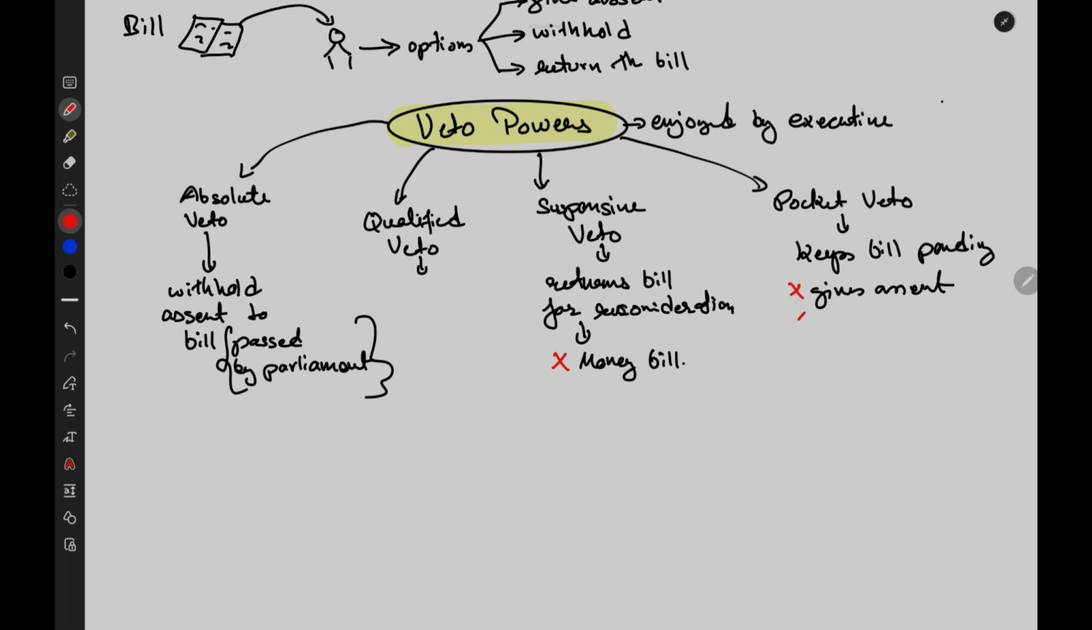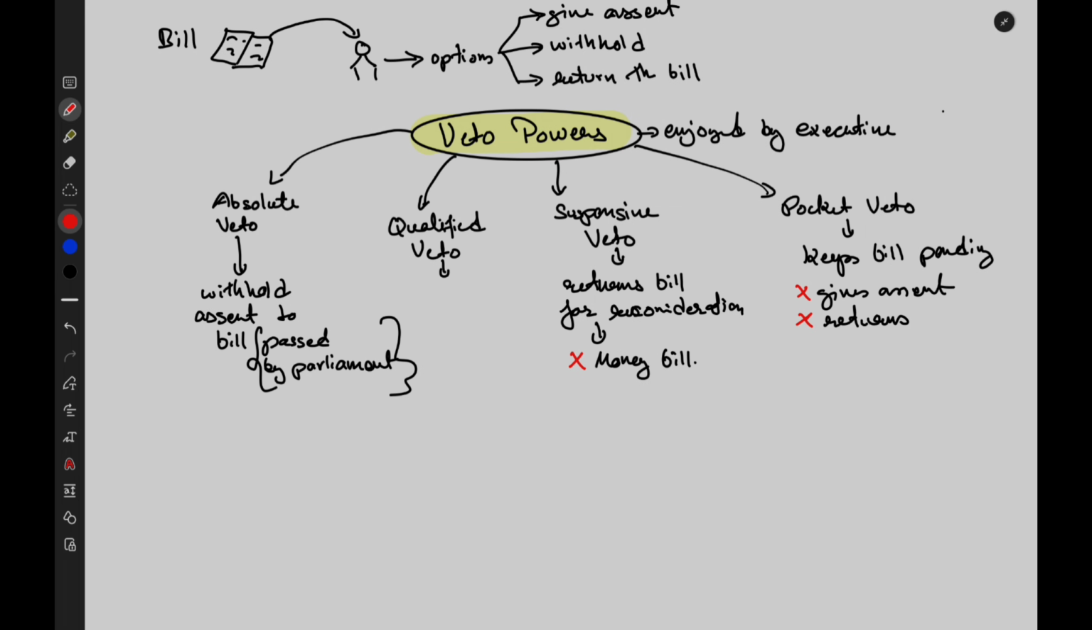Now, pocket veto is which keeps the bill pending. It only keeps the bill pending with the president, and does not give assent. Neither does it return the bill to the house, nor does it reject. It just keeps the bill pending. That is a pocket, means you keep it inside the pocket and take no action on the bill.